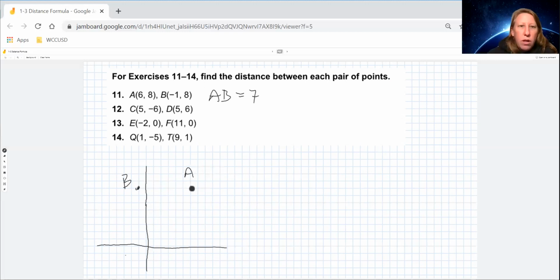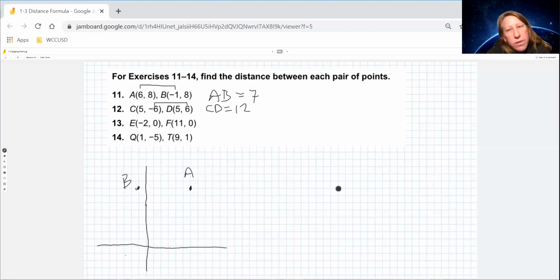How did I do that? Well, they're along the same horizontal, so I only have to find the difference in the x coordinates, because 8 minus 8 is 0. I just have to find how far it is from 6 to -1, and it's 7 units. Same idea here. These y's are the same, right? So how far apart are 6 and -6? The answer to this one is that CD equals 12. To get from -6 all the way up to 6 is 12.